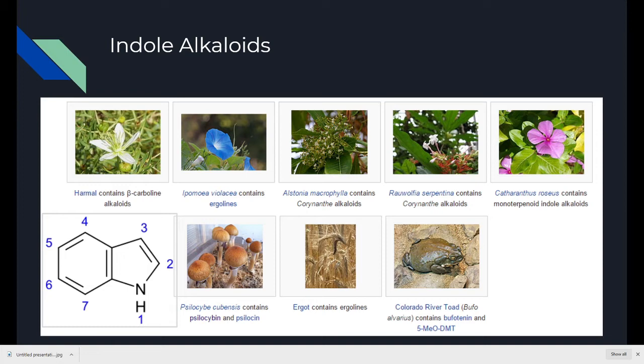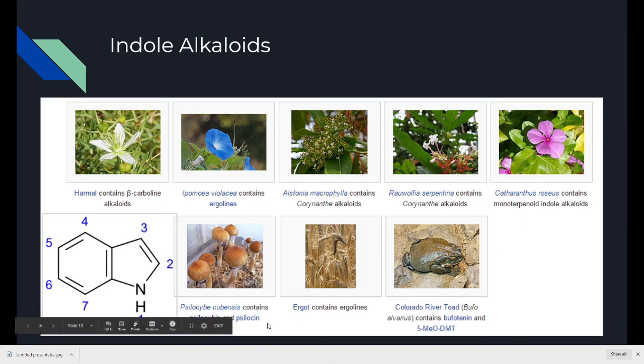They're very much worldwide. We have harmal, which contains beta carboline. We have the ergolines in morning glories. We have these alkaloids in these two plants here, Alstonia and Rauwolfia, I believe it's pronounced. And then we have monoterpene indole alkaloids in this beautiful, I can't say the name, roseus plant.